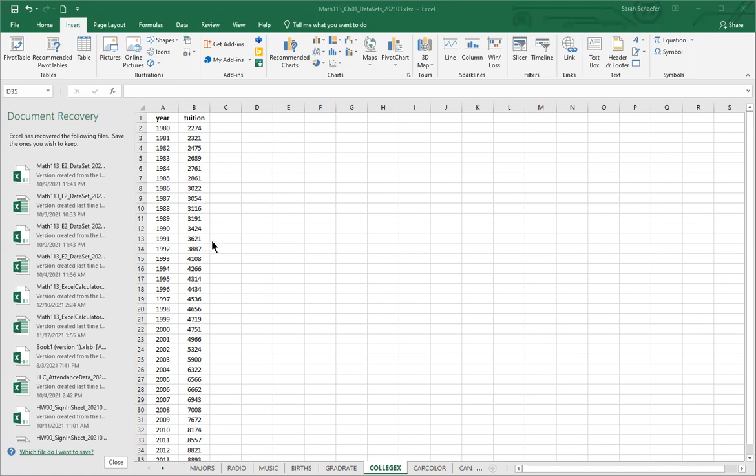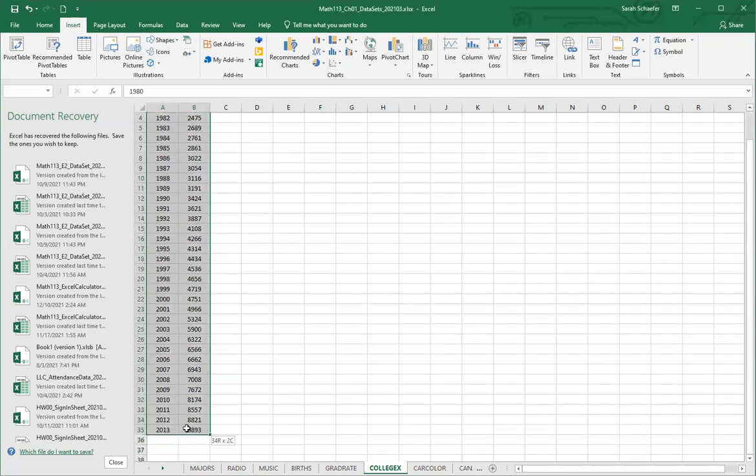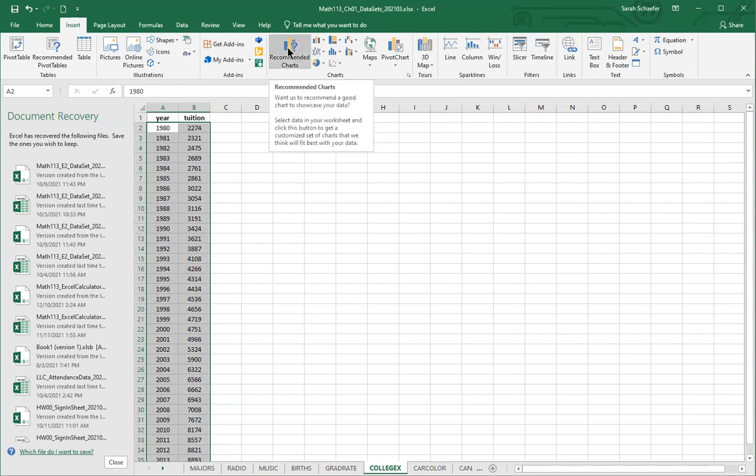All right, so let's look at how to make this time plot. What you want to do is highlight both the years and the tuition dollars. Okay, so you're highlighting both of those columns if you're making a time plot. And then the best way to do this, you need to go over to the insert ribbon. So the same place we've been going to make charts, and you want to go to the recommended charts.